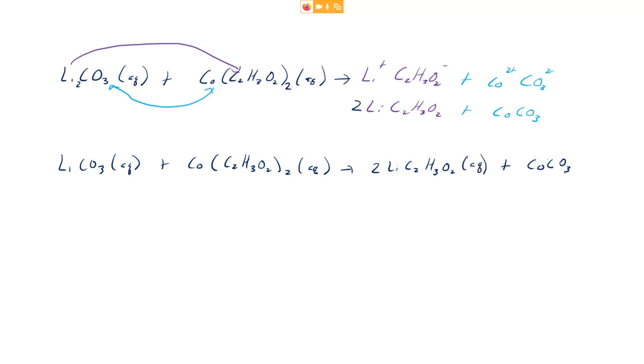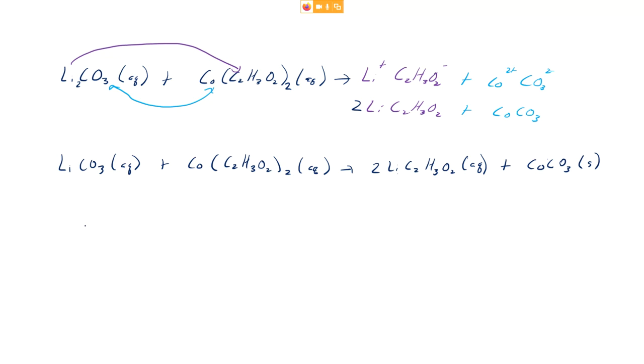All right, cobalt carbonate, cobalt 2 carbonate. Is it soluble or insoluble? It's insoluble, it's a solid. Most carbonates are insoluble. The only exception would be the group 1As, and cobalt's not a group 1A metal. Okay, so that's the end of that one.